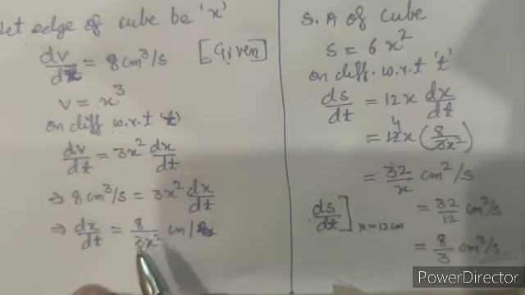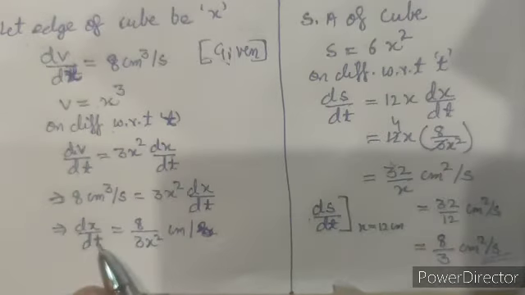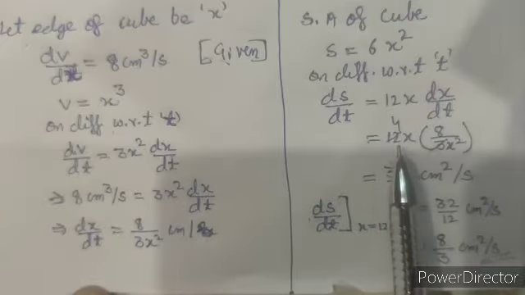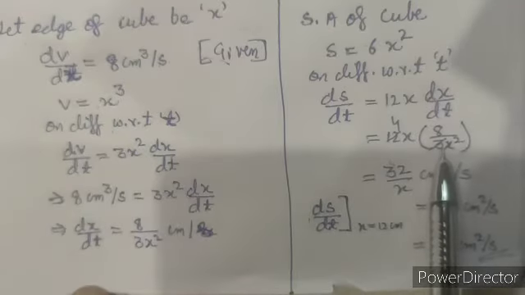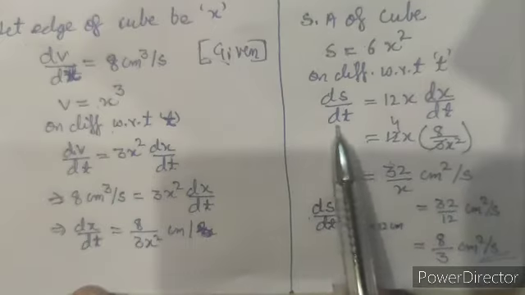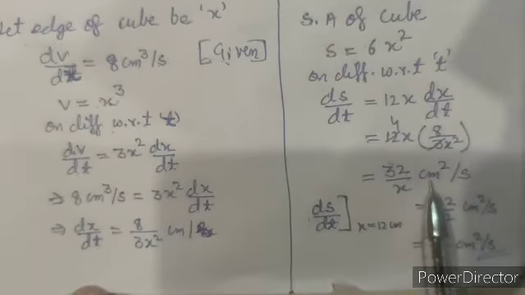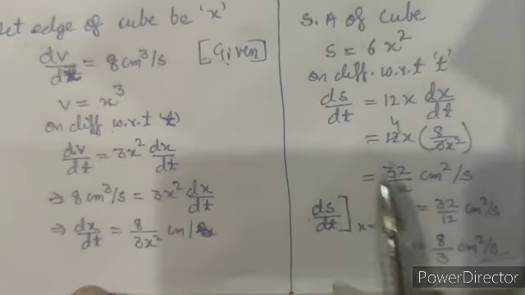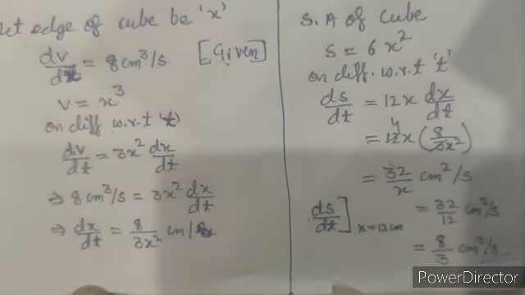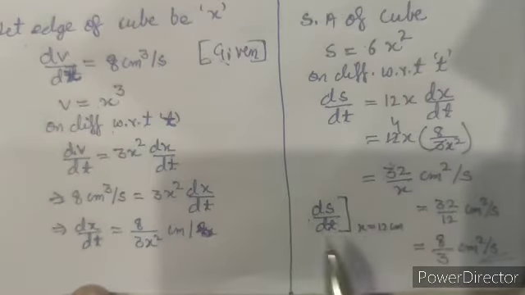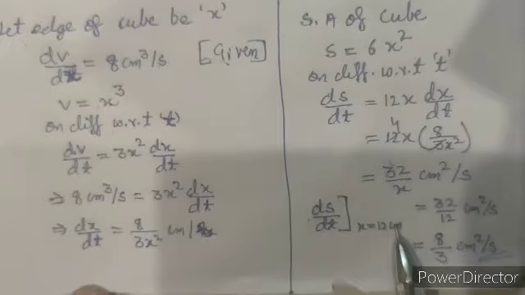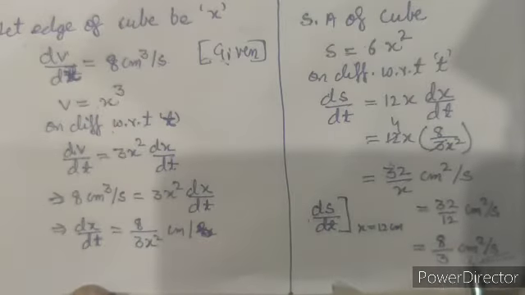Now dx by dt, we have already obtained the value of dx by dt, that was 8 upon 3x square. So on putting the value of dx by dt as 8 upon 3x square, we are getting dS by dt as 32 upon x centimeter square per second. Again, surface area will be in centimeter square and time is in second. Now we have to find out the rate of change of surface area when x or edge of the cube is 12 centimeter. So on taking x equal to 12, this will give us dS by dt at x equal to 12 centimeter is equal to 8 upon 3 centimeter square per second.